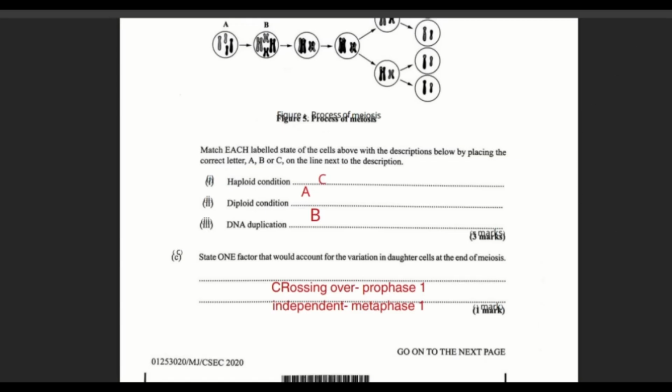Independent assortment just means that the chromosomes are going to line up completely randomly at the equator. They're going to line up at the equator completely 100% randomly.